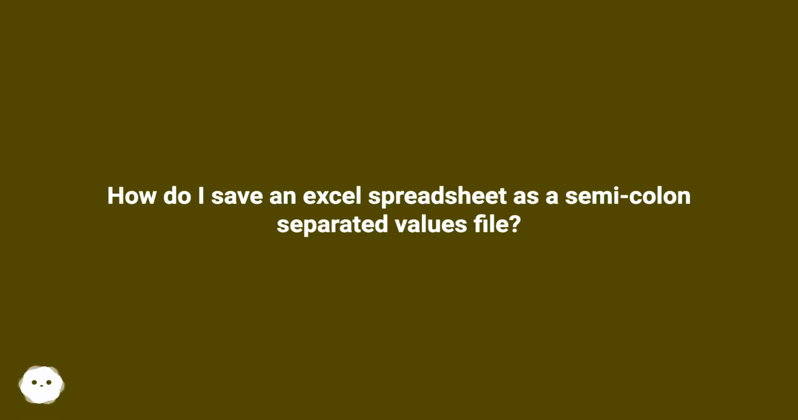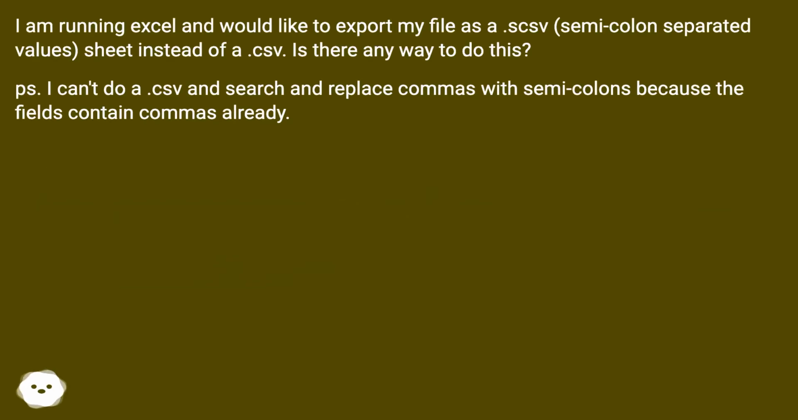How do I save an Excel spreadsheet as a semicolon separated values file? I am running Excel and would like to export my file as a .scsv, semicolon separated values, sheet instead of a .csv. Is there any way to do this? PS: I can't do a .csv and search and replace commas with semicolons because the fields contain commas already.